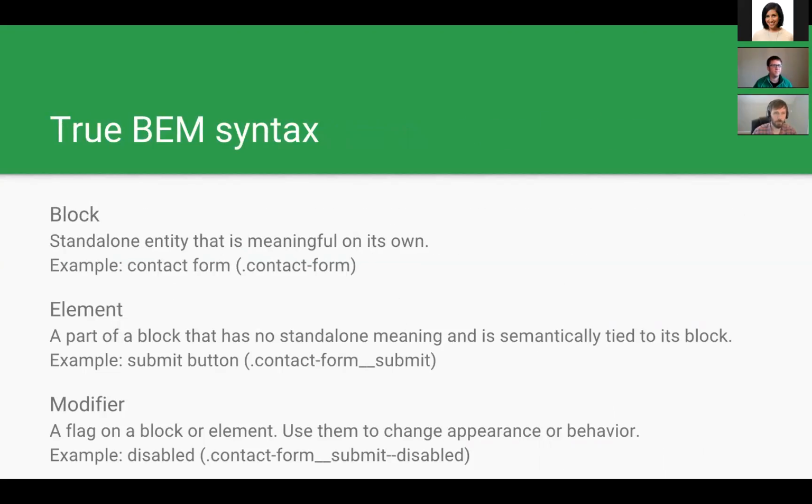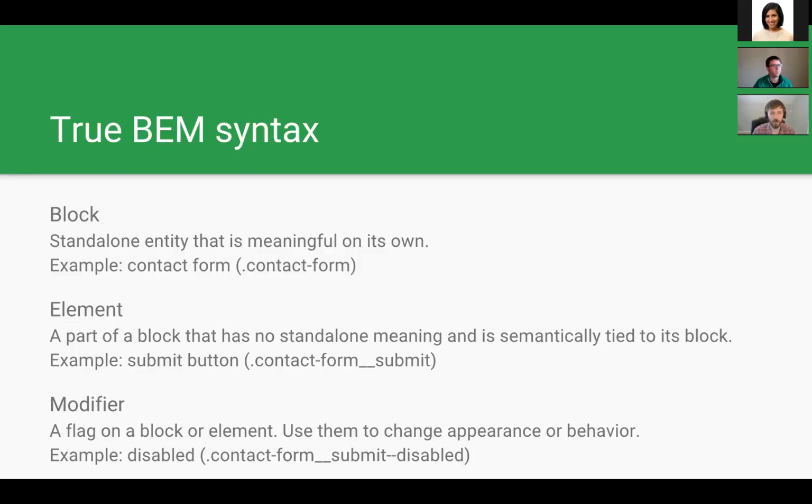So to go over BEM in and of itself real quickly, BEM stands for block, element, modifier. A block would be your element itself. In this case, we're using the example of a contact form, so you can see that the class is contact-form. The element is going to be an element within that block, and you can see we're using the double underscore syntax for BEM: contact-form__submit.